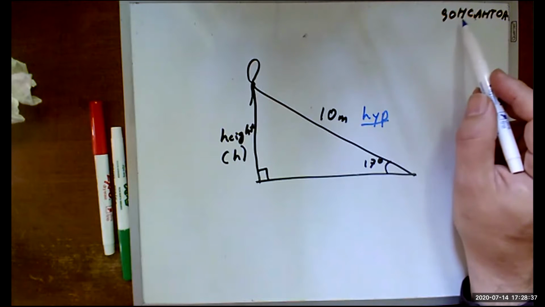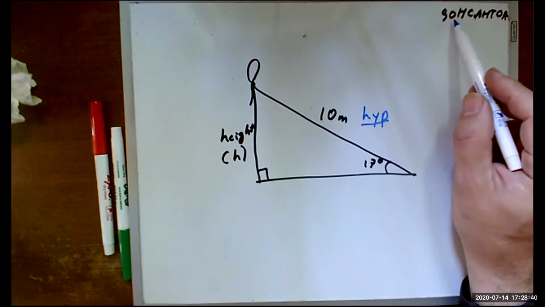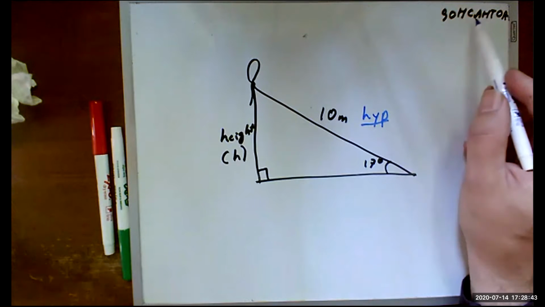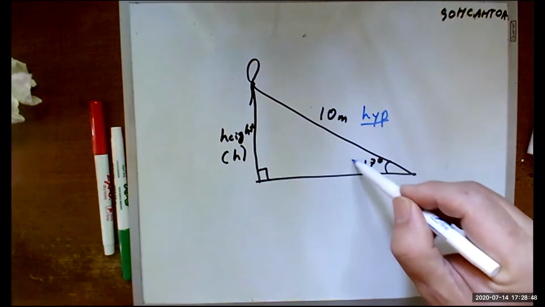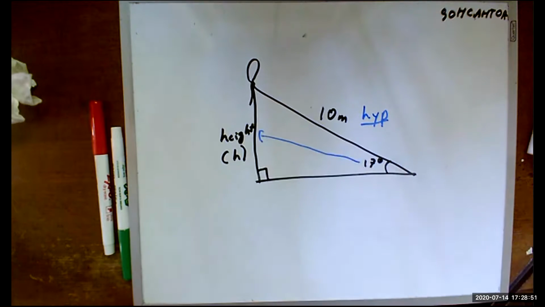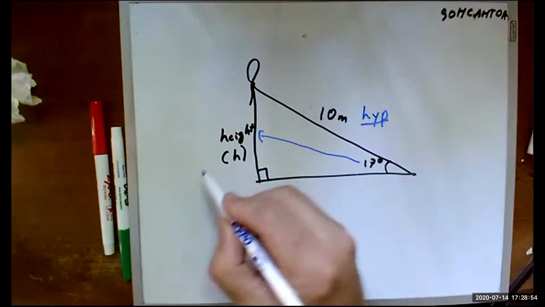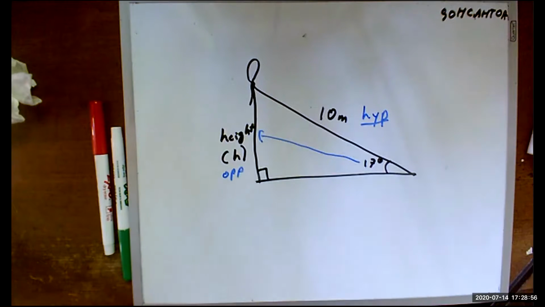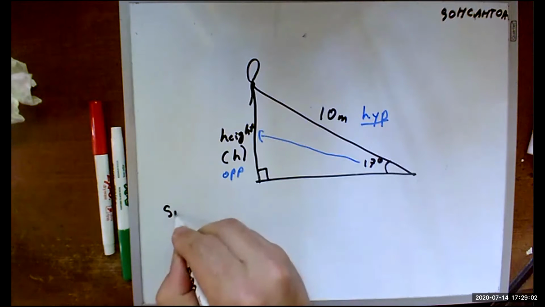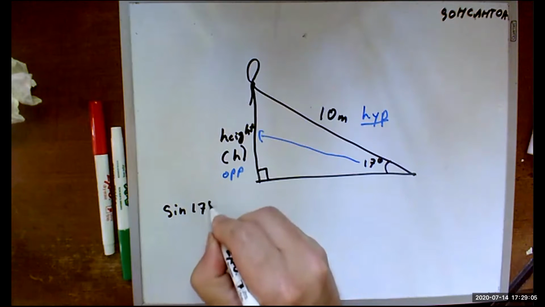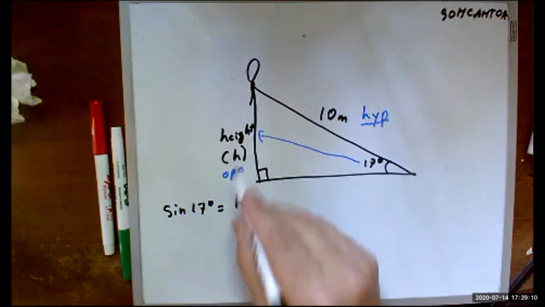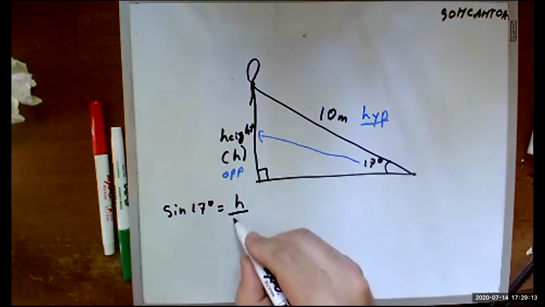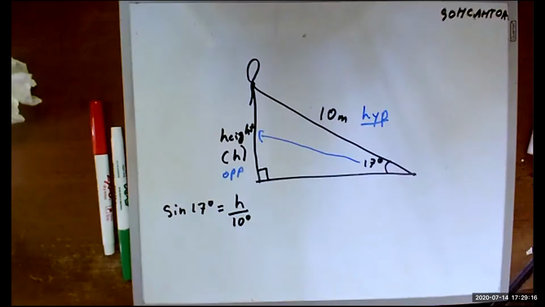So tangent is out. If we were to use sine, we would have to be finding the opposite side, and if we're using cosine, we'd be finding the adjacent side. Taking a look at our diagram, the side that we're trying to find is the farthest away from our angle. Therefore, we're using the opposite side. Hypotenuse and opposite means sine. So we're going to know that the sine of 17 degrees is going to be equal to the opposite, which we're representing by the letter H, over the hypotenuse, which in this case is 10 meters.